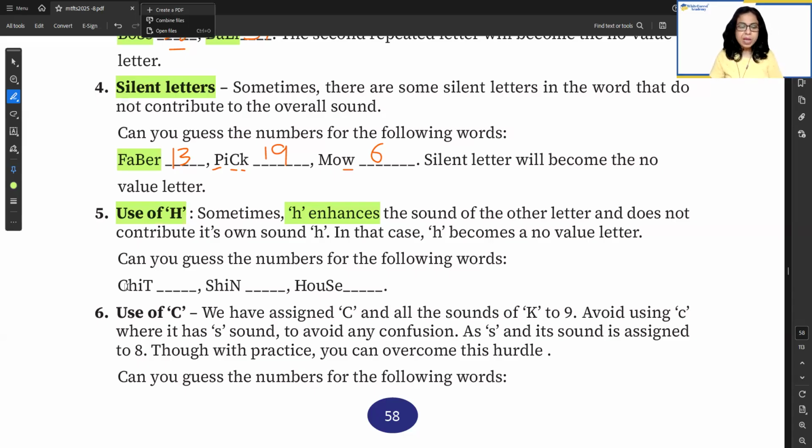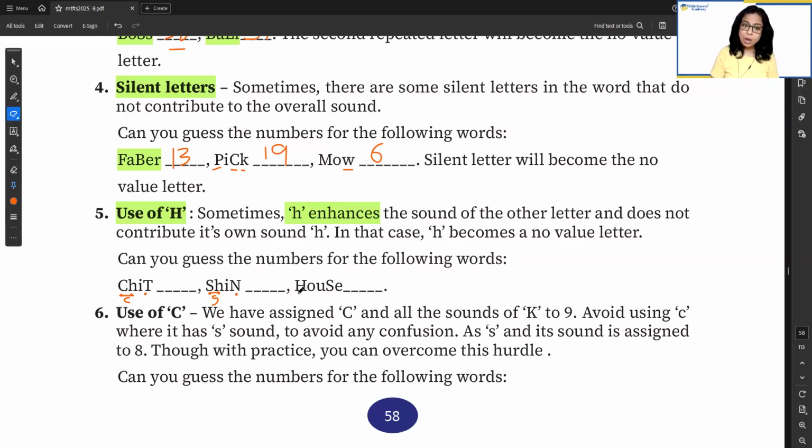Like the word is C-H-I-T, chit. Do I say k-hit? No. H is no more there now. H has become one with C and it has become ch, chit. So that means this is the value of C now. H has lost itself. Is it sahin? Is that how we say this, sahin? No. H has become together with S. It is sh. So it is shin. So this is actually S.